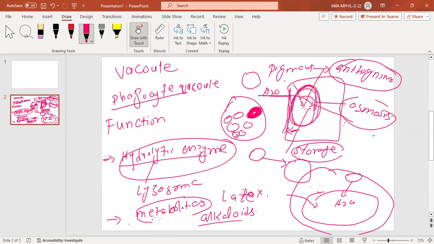For example, it stores water inside. When there is a deficiency of water, this vacuole will release water, and as a result it will compensate the requirement in the cell. So this is how this vacuole performs its function.